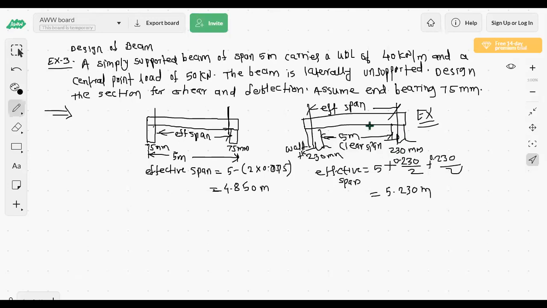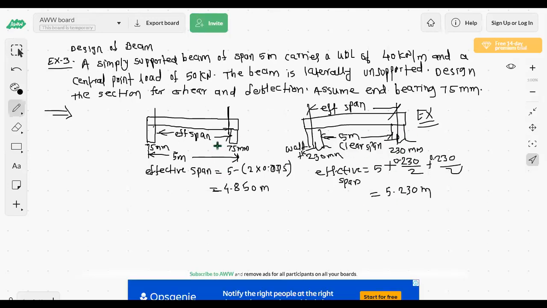So okay, shall I erase this? This is our example. Okay.